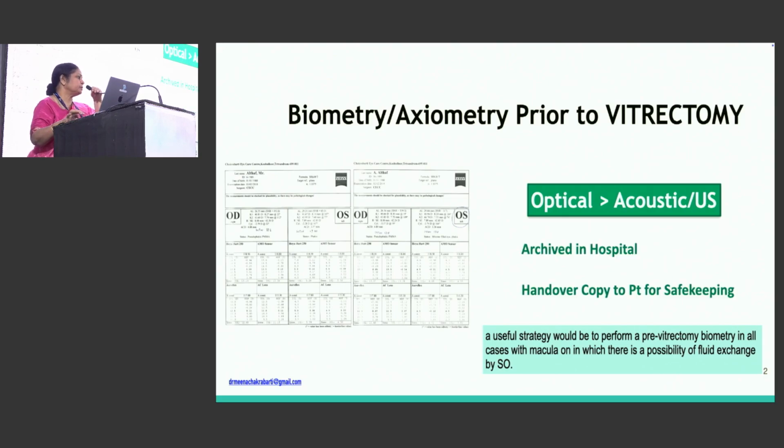The best option in these patients whom you are planning a posterior segment surgery, be it a buckle or a complicated vitrectomy with silicone oil implant, is to do the A-scan biometry before you take up the patient for the posterior segment surgery. And you can archive it in your records and may even give a copy of it to the patient so that if he's going elsewhere for his further surgical procedures, it can be used.